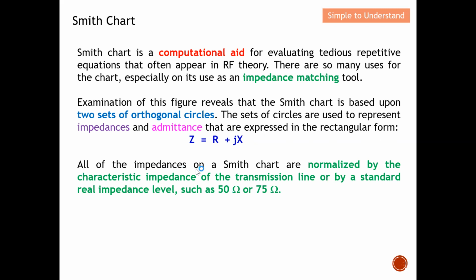So this is what it means by rectangular form. All of the impedances on a Smith chart are normalized by the characteristic impedance of the transmission line, or by a standard real impedance level such as 50 or 75 ohm. I will say that most of the time we will be using 50 ohm. So basically, most of the time before we actually use the Smith chart, we need to normalize all the values with respect to 50 ohm.